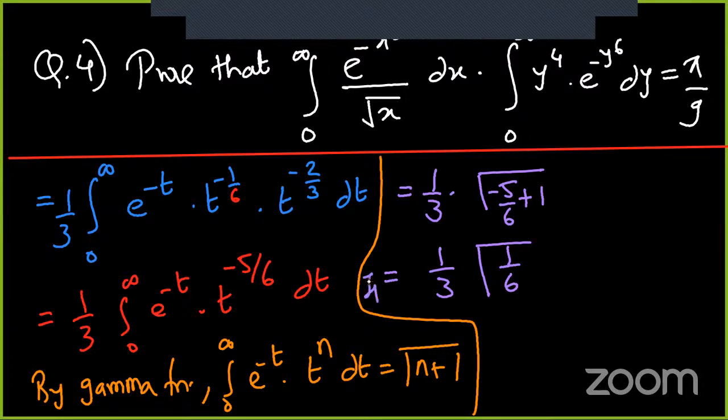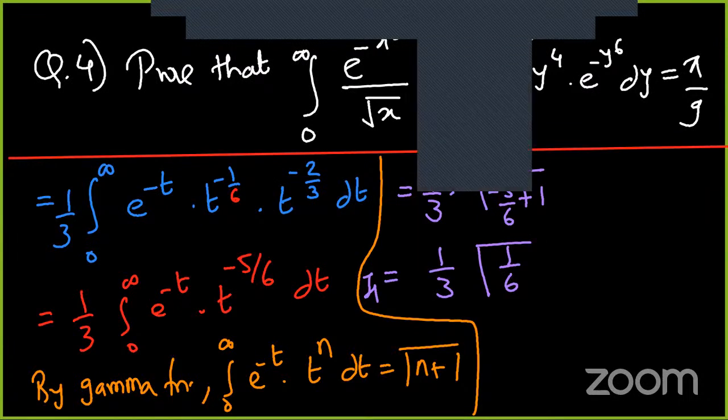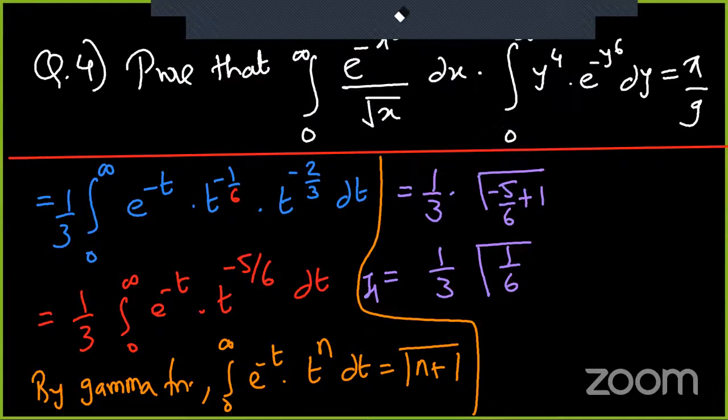We'll solve the same thing for I2. But there it's only y, we don't know more than that. Okay? So we'll solve the same thing for I2. So I1 is 1 by 3, gamma of 1 by 6. Okay? And then we'll go for I2. So let's go for I2.